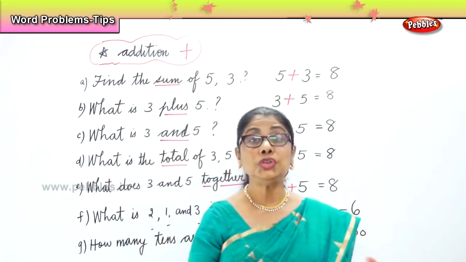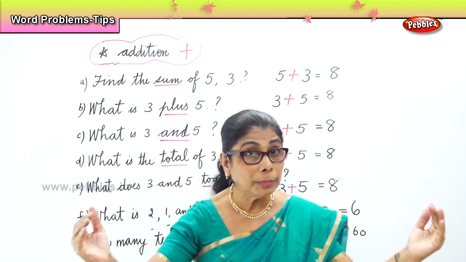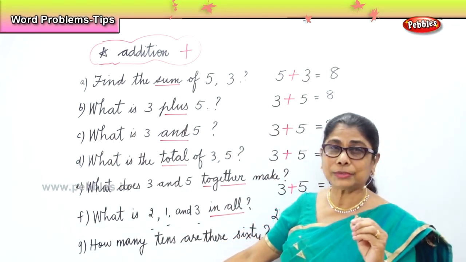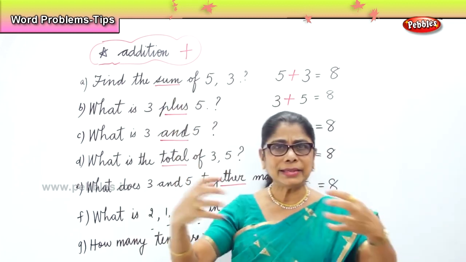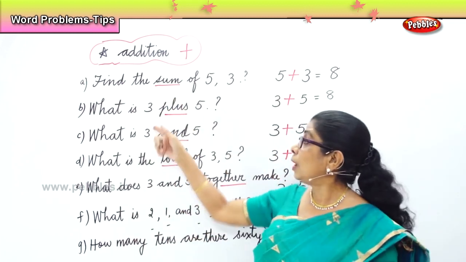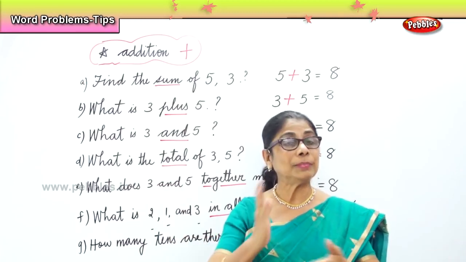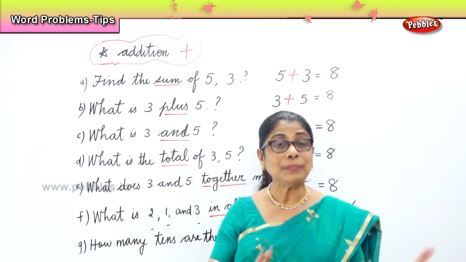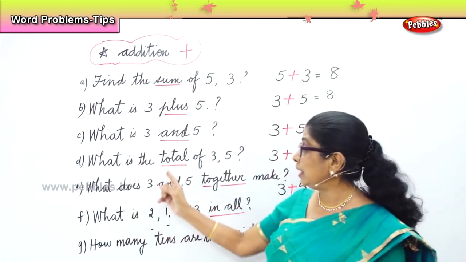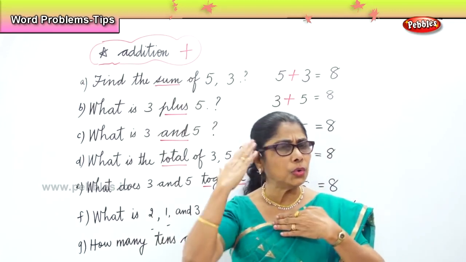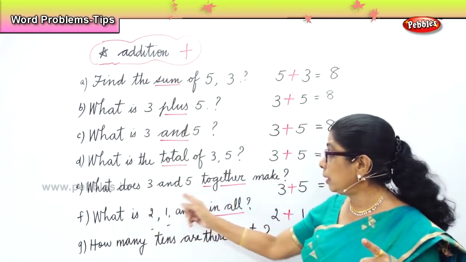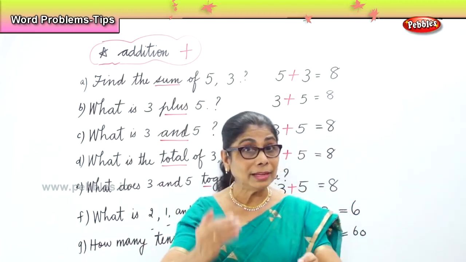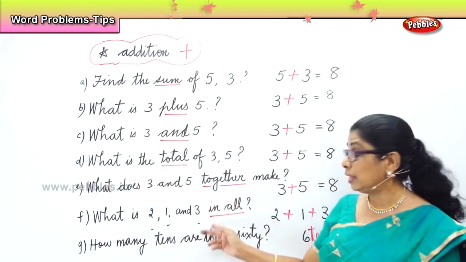Now, this wording, addition. Before we learn to read the word problem, we must learn these small sums, wording. When you say find the sum, it means addition. What is 3 plus? Plus means addition. What is 3 and 5? And means plus. Then what is the total of? When you say total, addition. What do 3 and 5 make all together? When you get the words all together, addition. In all.